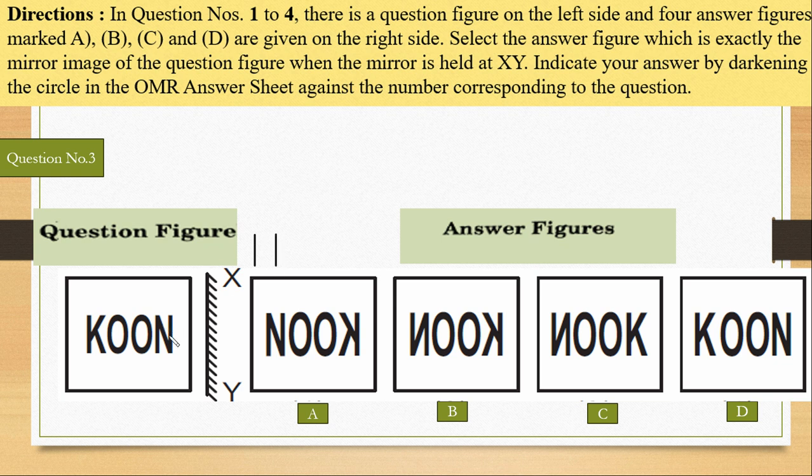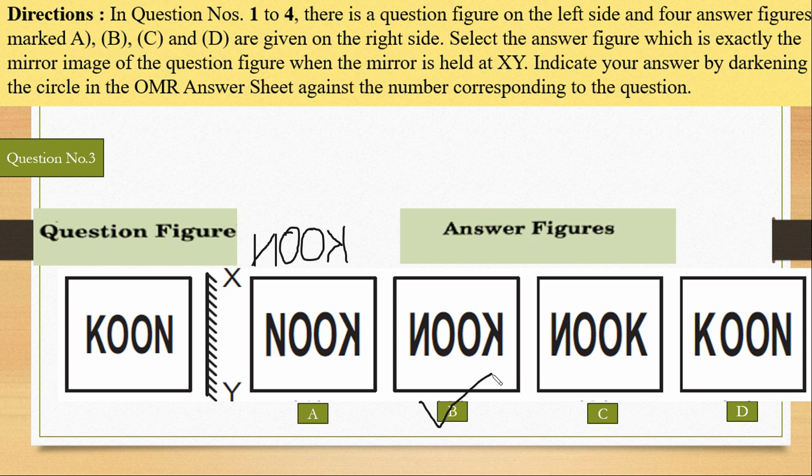Here this diagonal changes to the opposite diagonal. O remains unchanged as usual. K, let us try to draw K. This is on the right side, so it should appear like this on the left side. Whichever figure matches this will be the right answer. So here, as you can see, N O O K, B is exactly matching.